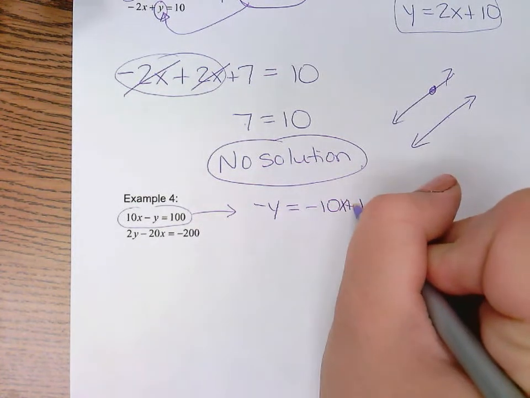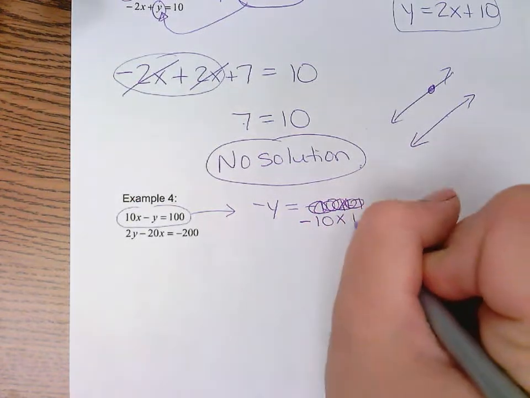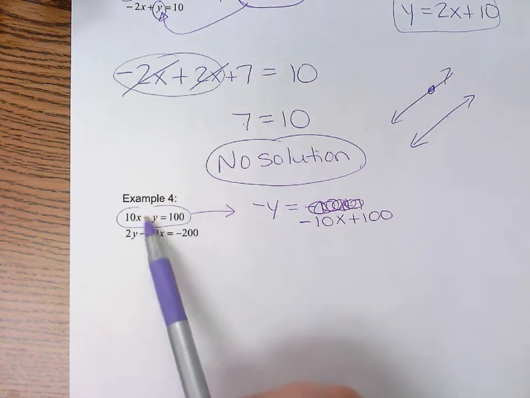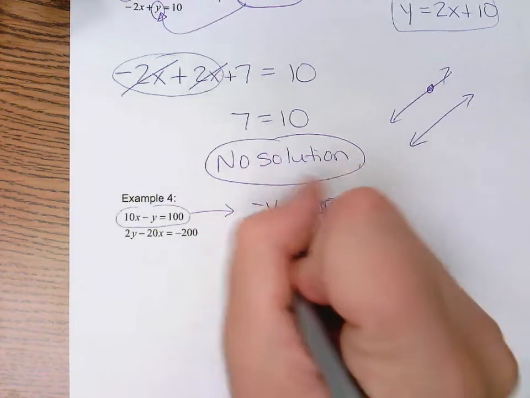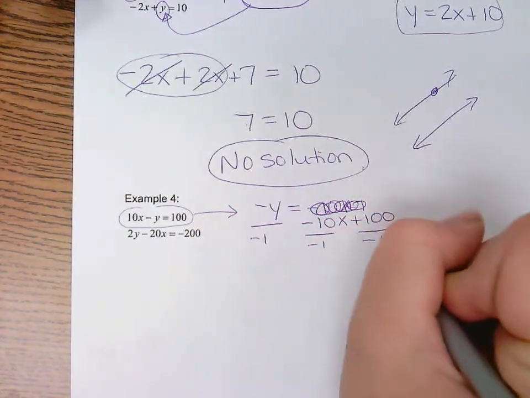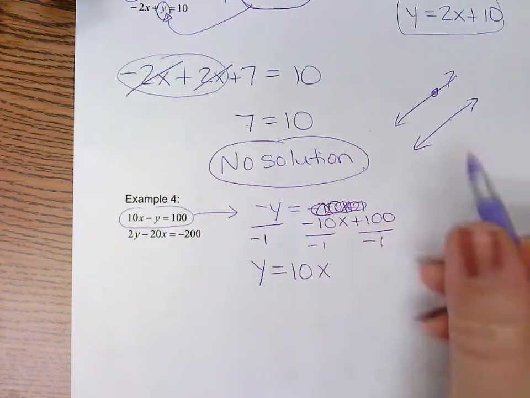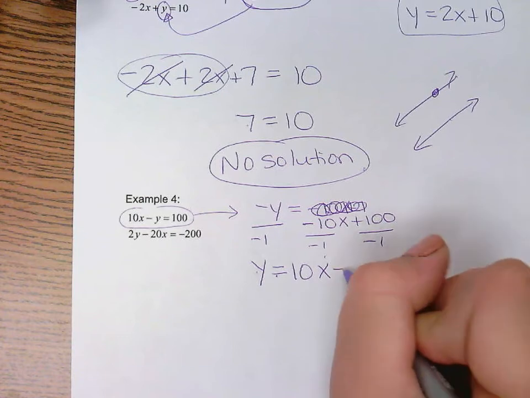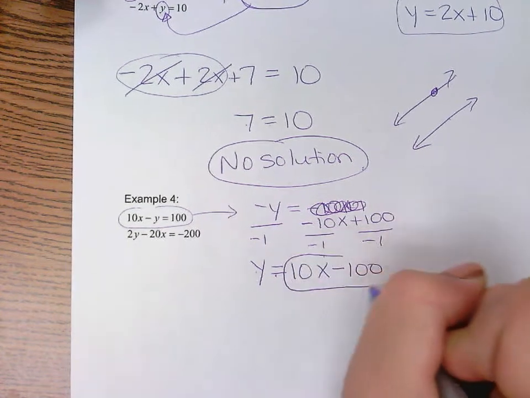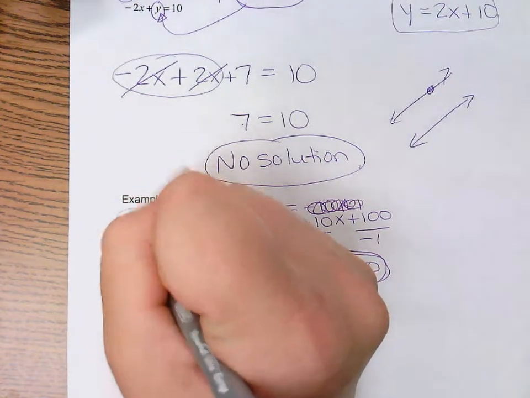Negative 10x plus 100. So I have negative y equals negative 10x plus 100. And then I would actually have to divide my entire equation through by negative 1 so that I truly do have y by itself. So my equation is that y has to equal positive 10x minus 100. So this is what is going to get plugged into the second equation's y.